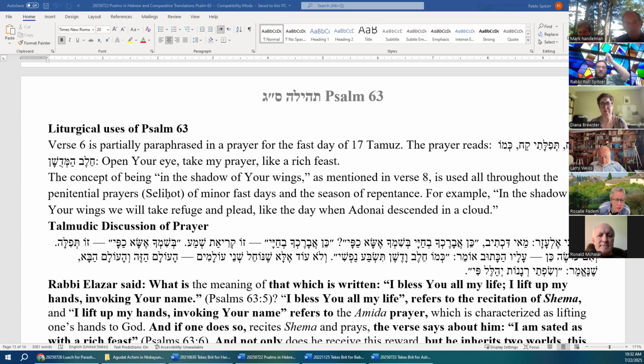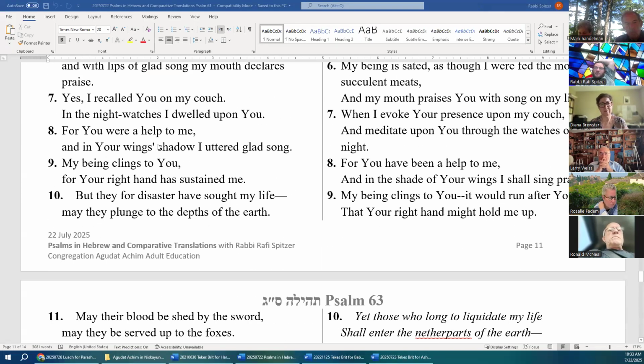That phrase of being betzel knafecha is used all over the penitential prayers for minor fast days and for the season of repentance leading up to Rosh Hashanah and Yom Kippur. So one example of that is, in the shadow of your wings, b'tzel knafecha, we will take refuge and plead, like the day when Adonai descended in a cloud. So that phrase from verse 8, in the shade of your wings, is very common in Jewish prayer. But this isn't the only psalm where that phrase occurs.